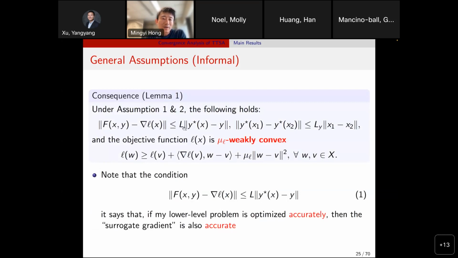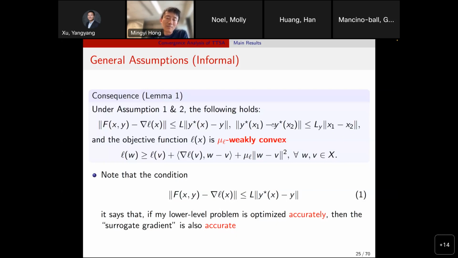this is bounded by L, the constant, times the norm of y star minus y, right? So what this means is that the difference between the true gradient and the surrogate gradient is bounded by how accurate your lower level problem is. If your lower level problem is solved more and more accurately, then these two will automatically become more and more accurate. And then this is in a Lipschitz manner. Okay, and also the lower level problem itself is Lipschitz, meaning if I parameterize the lower level problem by x1 or x2, then their distance is bounded by how different these two variables are.